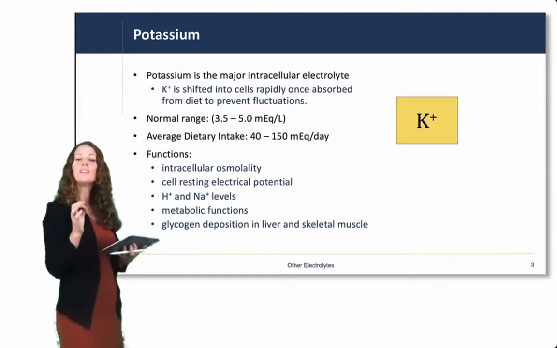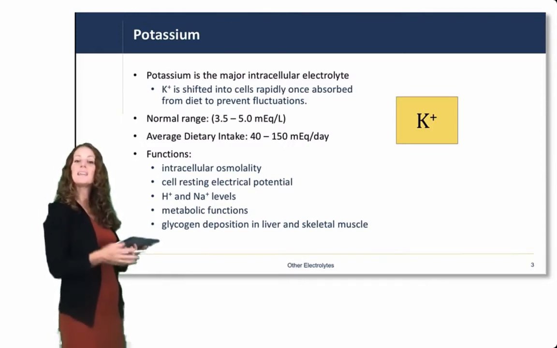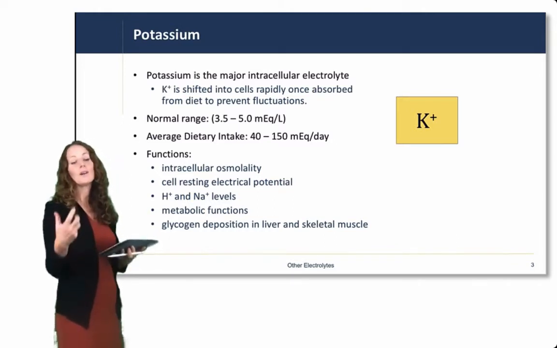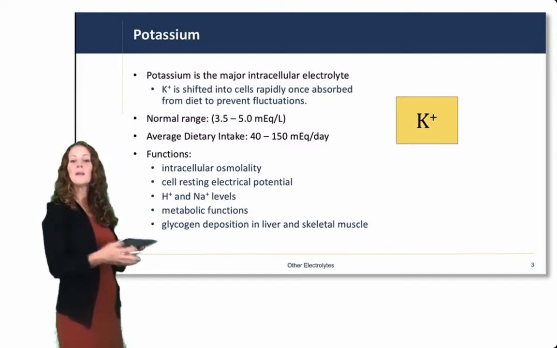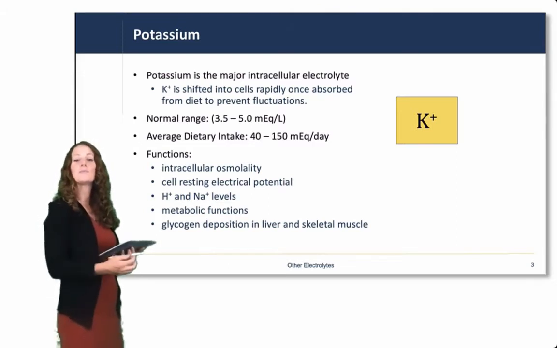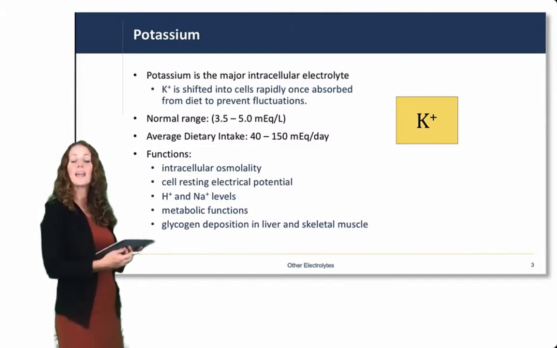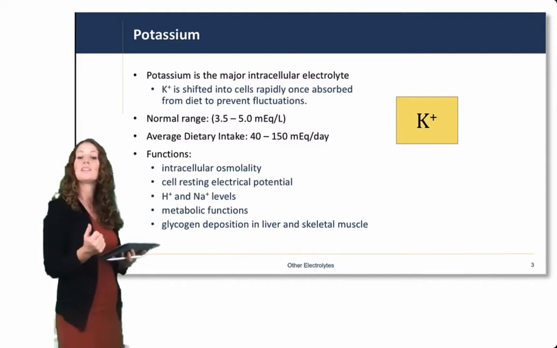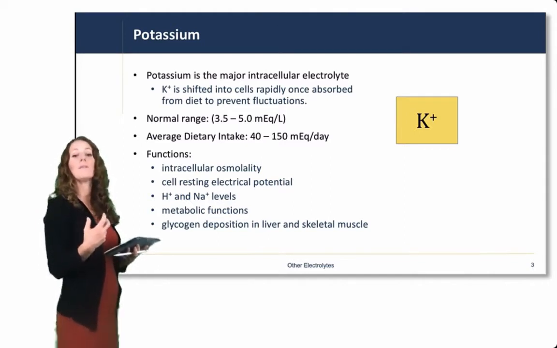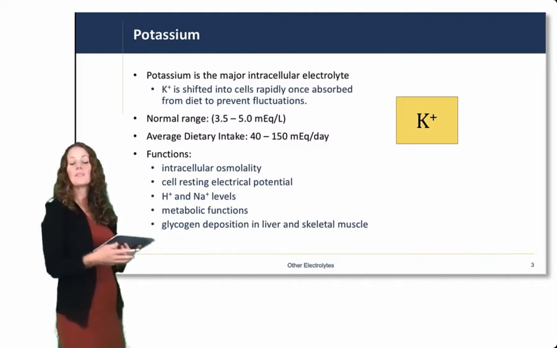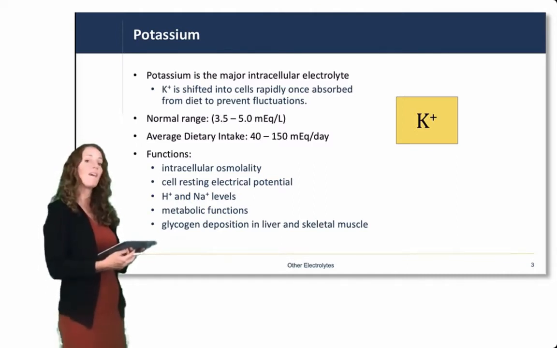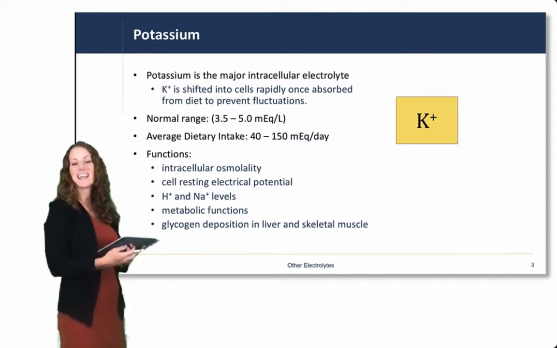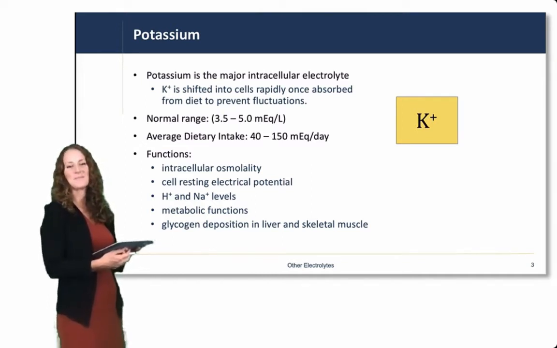Potassium is the major intracellular electrolyte. It's very high within the cells and very low within the blood. Potassium is shifted into cells rapidly once it's absorbed from the diet to prevent fluctuations, as high potassium in the blood can be dangerous and can disrupt electrical membrane potential. The normal range for potassium is 3.5 to 5 milliequivalents in the blood. The average dietary intake is 40 to 150 milliequivalents per day.